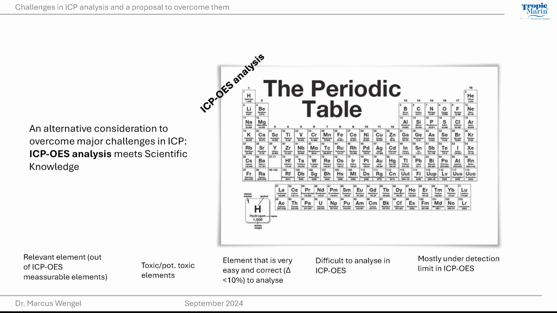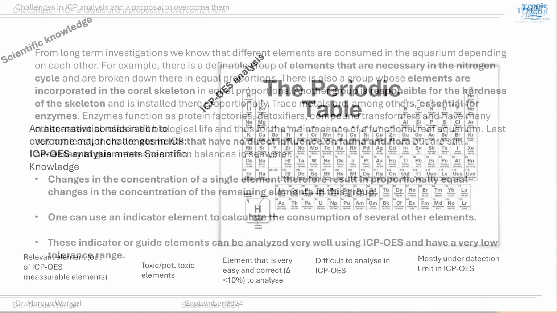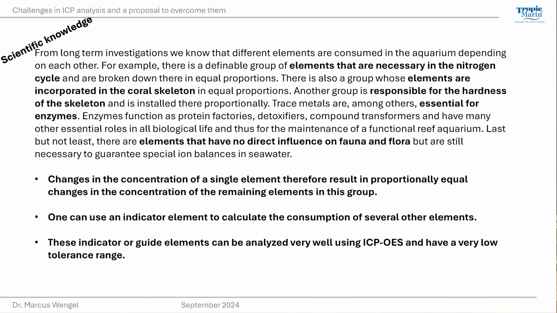But then we have other elements which we can easily correct because they are lower in concentration. We have elements which are difficult to analyze in ICP-OES because we don't know the wavelength. And we have elements which are under the detection limit because they are so low concentrated in our tanks. We are just not able to measure them because the concentrations are so low. On the other side, we have scientific knowledge about the elements in the water, right?